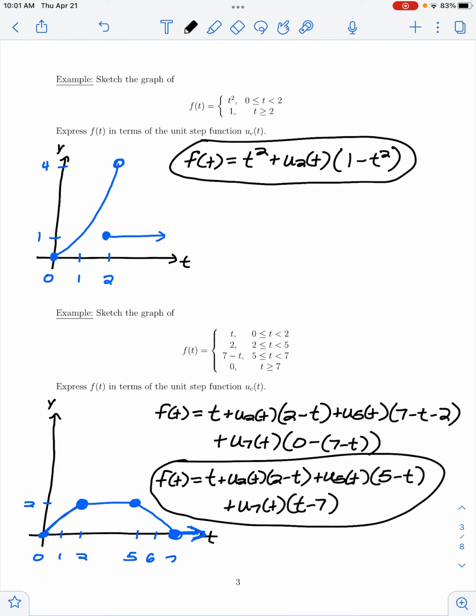So of course this process can be generalized to any piecewise defined function, and we see that we can express any piecewise function in terms of this unit step function.